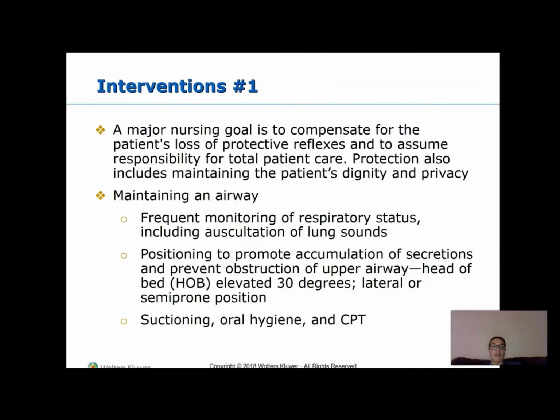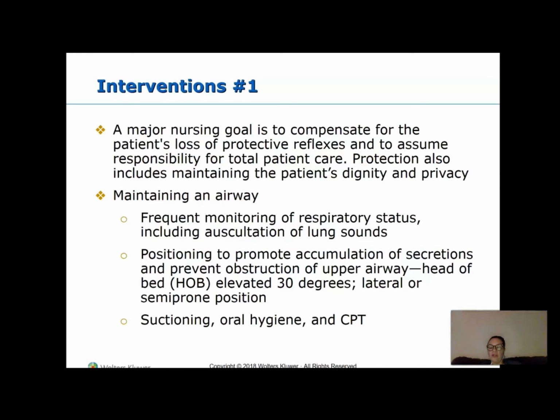All right, intervention. One of the main goals to compensate for the patient's loss of protective reflexes is to assume total responsibility for the patient, as stated. Protection also includes maintaining the patient's dignity and the patient's privacy. This is huge. We're not going to go out there saying, oh, he's losing it. Okay? We have to respect them.